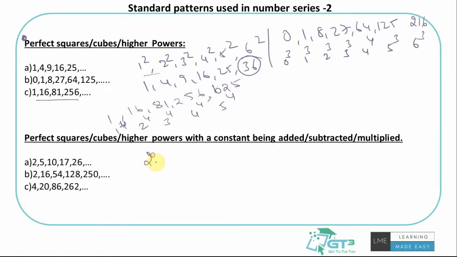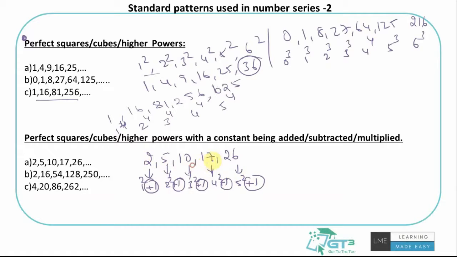So you see 2, 5, 10, 17 and 26. So this one is basically 1 square plus 1. This one is 2 square plus 1. This one is 3 square plus 1. This one is 4 square plus 1. This one is 5 square plus 1. Right? I've just added a constant number 1 to the perfect square series to get this new series 2, 5, 10, 17, 26. So what will be my next term? That should be 6 square plus 1, that is 36 plus 1, 37.